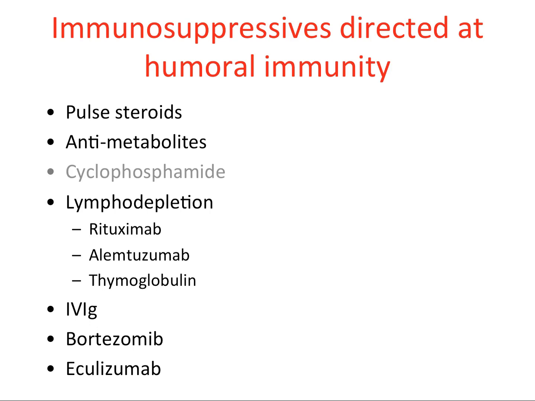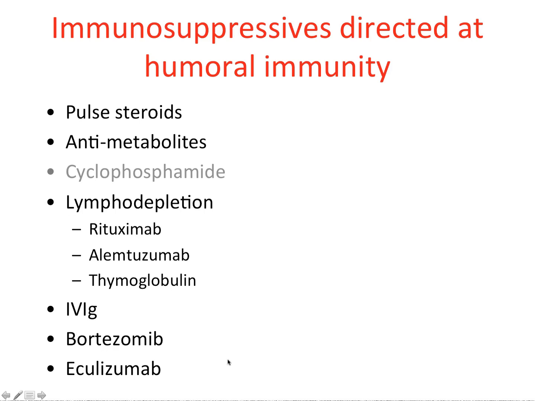So what about immunosuppression? Really, most of the immunosuppressants we use will have some activity against humoral immunity, but we tend to particularly think about lymphodepleting approaches, rituximab and alemtuzumab. Now, although thymoglobulin doesn't deplete B cells, you will recall that to get class-switched IgG, you need T cell help. So depleting T cells will affect humoral immunity.